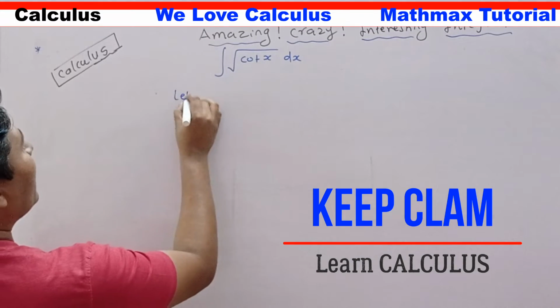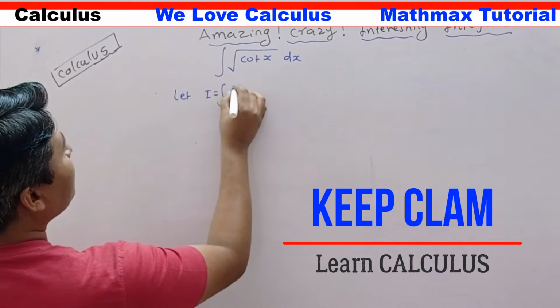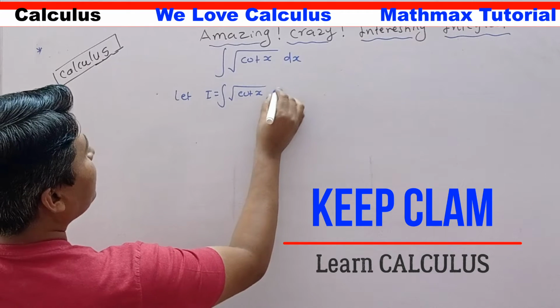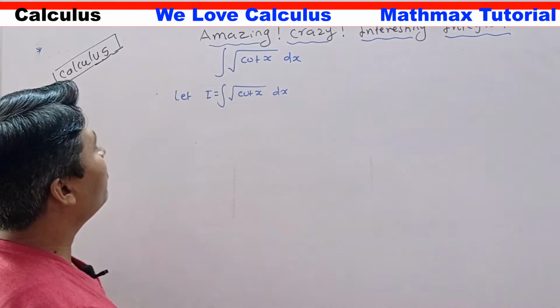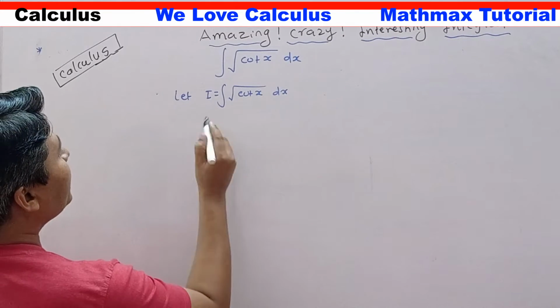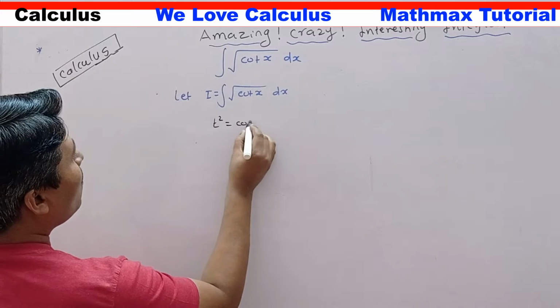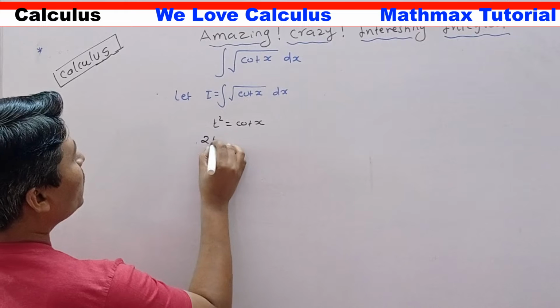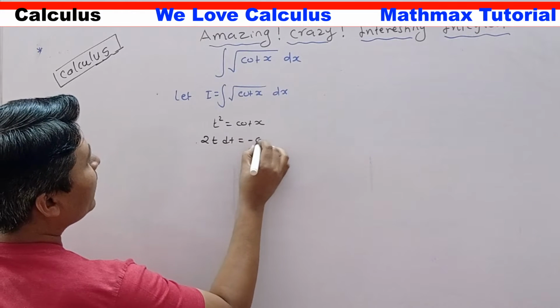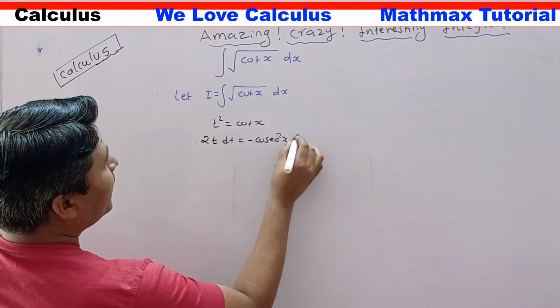First we take I equal to integration under root cot x dx. Here we can use the substitution method. We put t square equal to cot x, then differentiate this function, we get 2t dt equal to minus cosec square x dx.